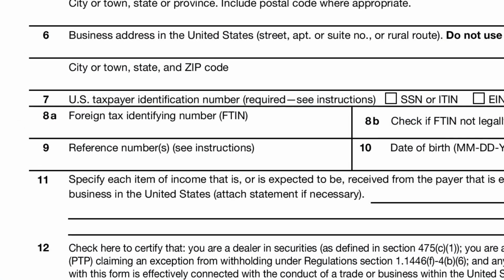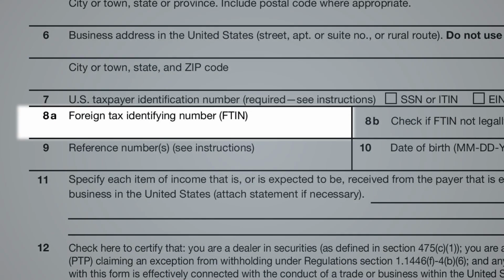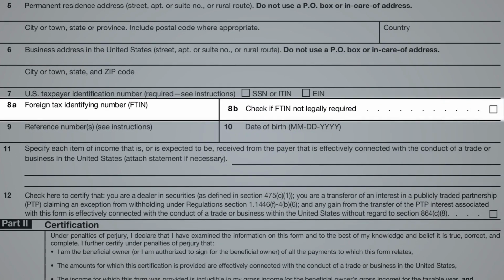Our next line has been updated across most withholding certificates. On Form W-8ECI, we see this in line 8A, Foreign Tax Identifying Number, FTIN, where account holders must enter their FTIN, which corresponds with line 8B, Check if FTIN not legally required. This line is for account holders otherwise required to provide an FTIN on new line 8A to indicate that they are not legally required to obtain an FTIN from their jurisdiction of residence.